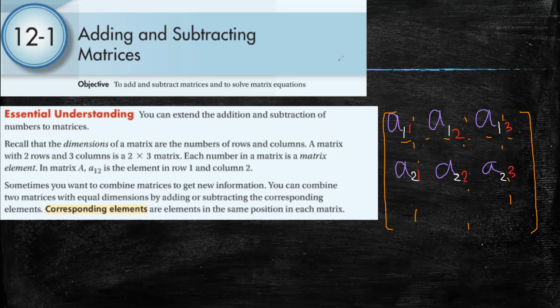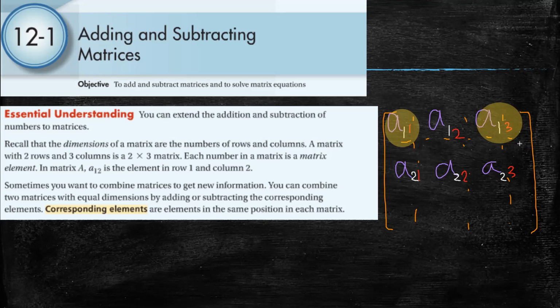So, look at the first one here. It is A sub 1, 1. What does it mean? That this element A is in row 1 and column 1. This one here is A sub 1, 3. That means it is in row 1 and column 3.